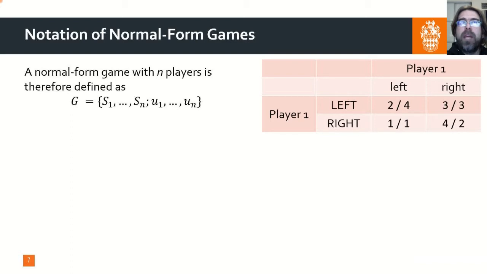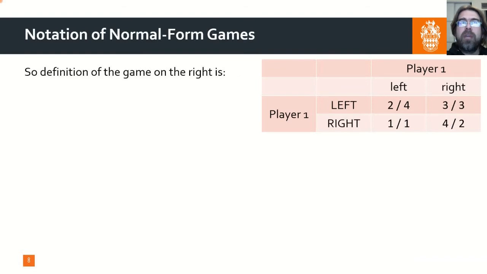So a normal form game with n players is therefore defined as G is the set containing all the strategy spaces of the players and the payoff functions of the players. So if we now want to formally define the game on the right, how would that look like? Think about it for a second and formulate the answer in your head.